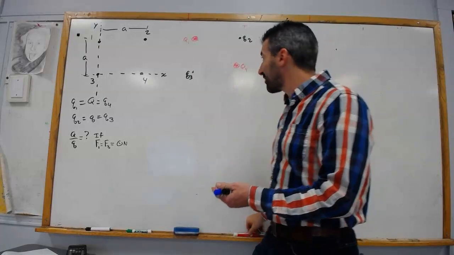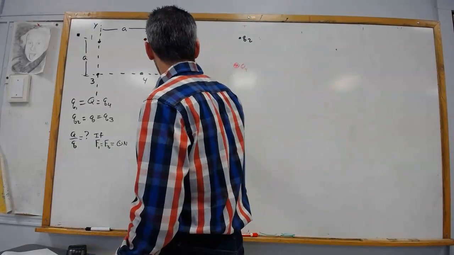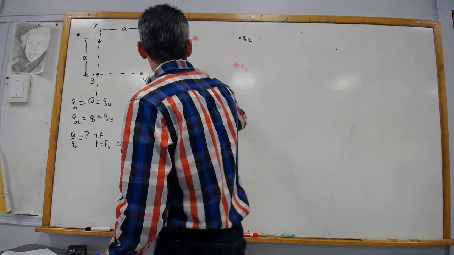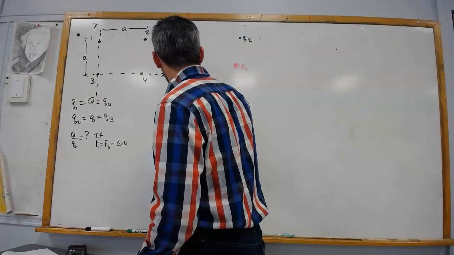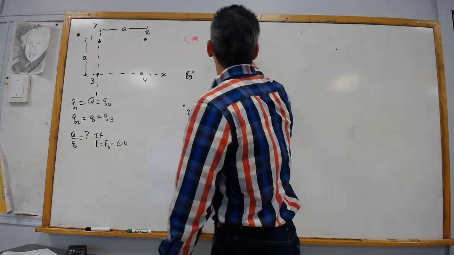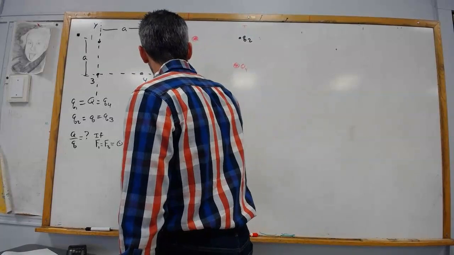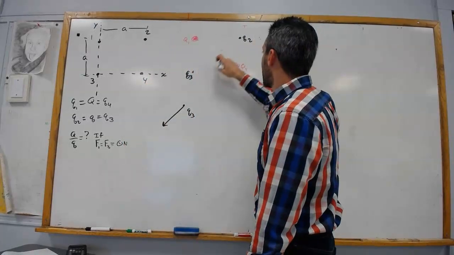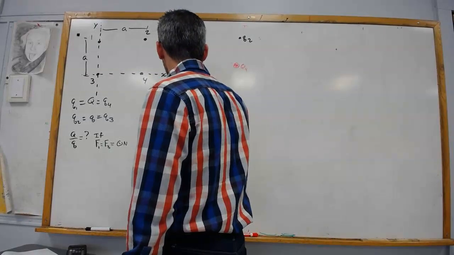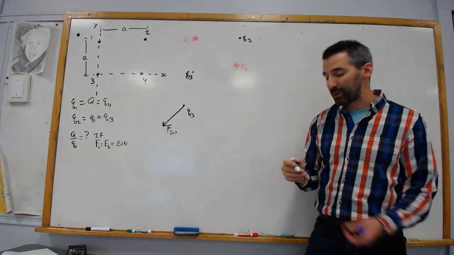So I'm going to draw a free body diagram. First I'm going to draw on Q3. I'm going to draw my free body diagram on Q3. I know the force of 3, the force on 3 from 2. So the force of 2 on 3 is pushing it away, because those are the same charges.